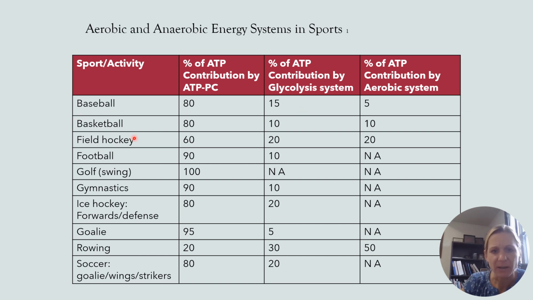If we're looking at a sport like basketball, again, we've got about 80% coming from the ATP PCR system and 10% anaerobic glycolysis and 10% aerobic in nature. I don't really have anything that shows you a lot of aerobic work. But if we were to throw in cross country or soccer, for example, we'd have a significantly higher contribution from the aerobic system. So again, I think this is really nice if I'm setting up practice or a training plan for a baseball player to keep these things in mind as I design their workouts.